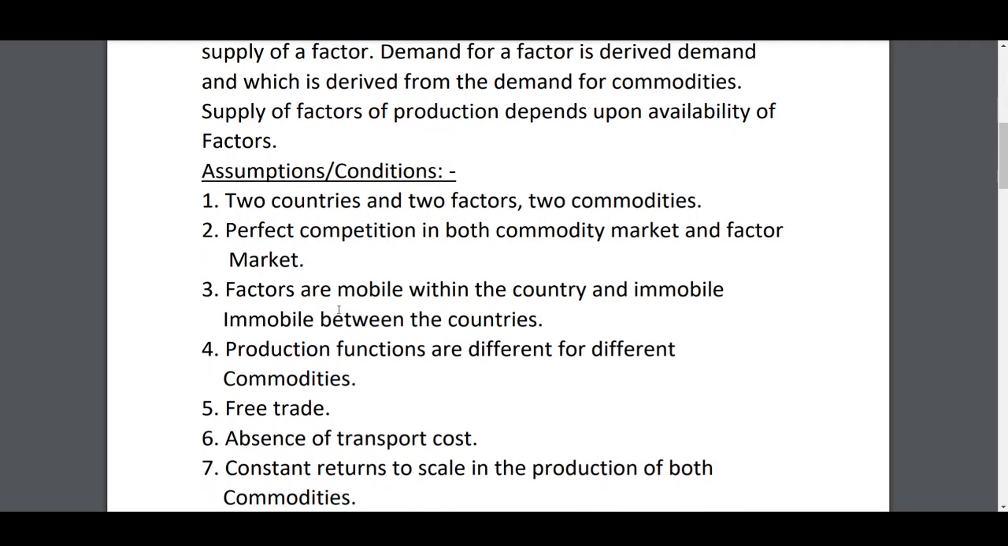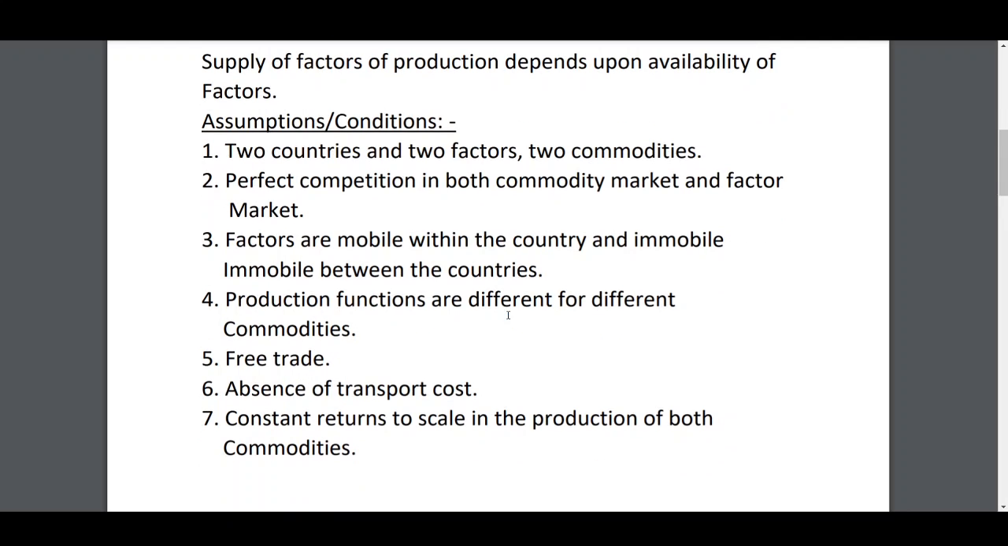Now the third assumption: factors are mobile. Mobile means what? Movable within the country, and they are immobile between the countries. Fourth assumption: production functions are different for the different commodities. Production functions are different for different commodities.